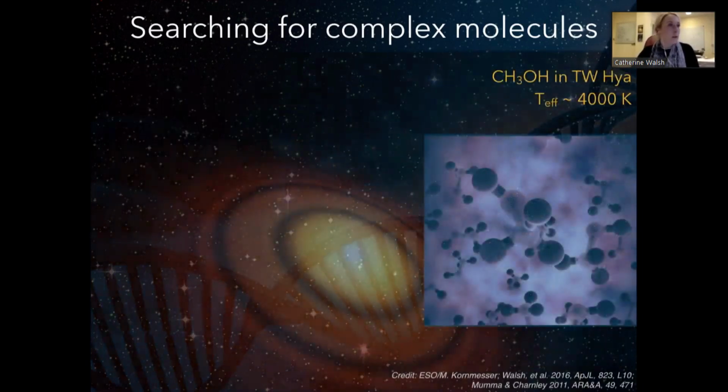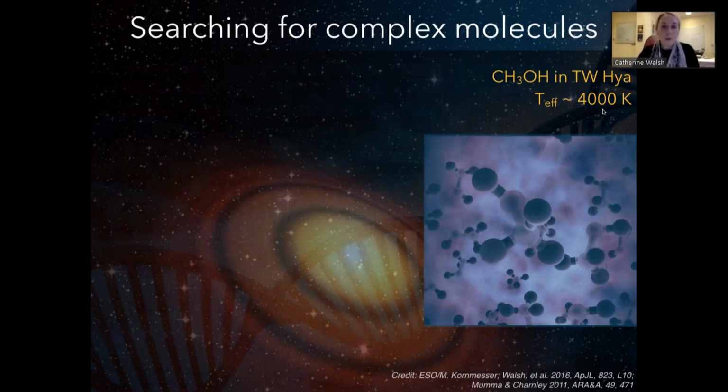The next molecule that we went to look for was methanol. To do this, we pointed ALMA at our nearest protoplanetary disk, TW Hya, which is only 54 parsecs away, so it's relatively close to us. It's a very well-studied object, so we think we know a lot about it. It's a little bit bizarre, but it's still quite well-studied. And it's a cooler star, with an effective temperature of about 4,000 Kelvin, so a little bit more akin to the disk that we might have expected to be around the young Sun.